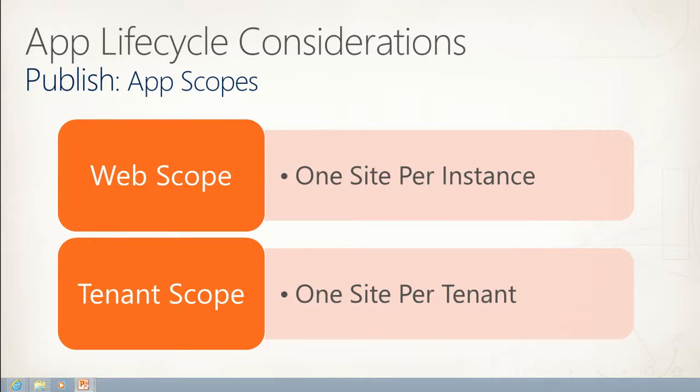You have two different scope models. You have web scope and tenant scope. And ultimately, as the slide suggests, in one case you have one site per instance, which again means you have 100,000 My Sites, 100,000 site collections, 100,000 instances, 100,000 subwebs created for you. The other example is tenant scope, where you create one site per tenant.